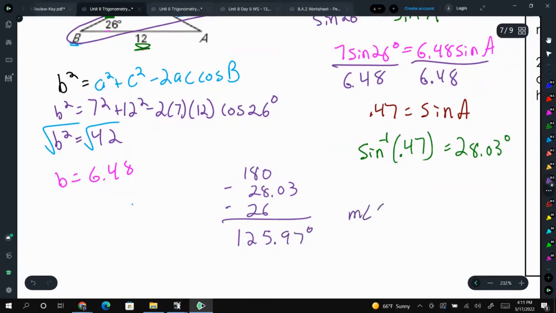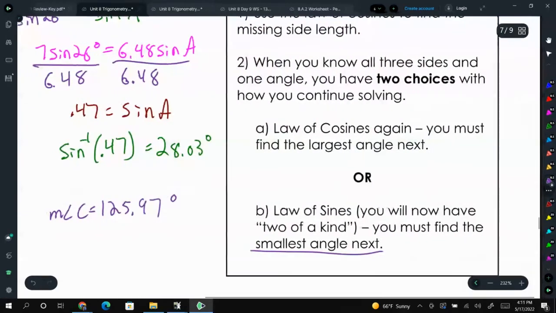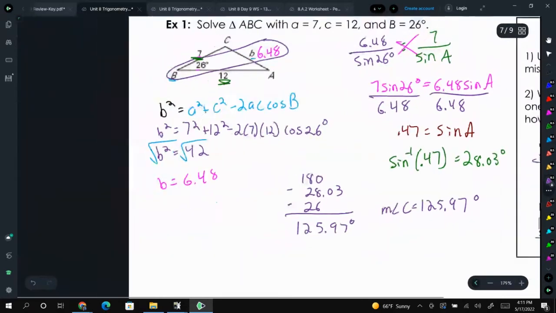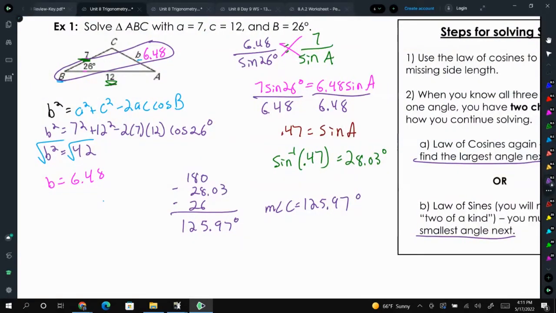125.97 degrees. So the measure of angle C is 125.97 degrees. Now you could, if you're going to use the law of cosines, when I use the law of sines, you must find the larger one next. The reason for that is because we know that the inverse trig functions give us the reference angles for when we do the law of sines, so that's why we want to find the smallest one next. So now we have solved the triangle. We know angle A, C, and we calculated side B, and we were given the other three pieces of information.